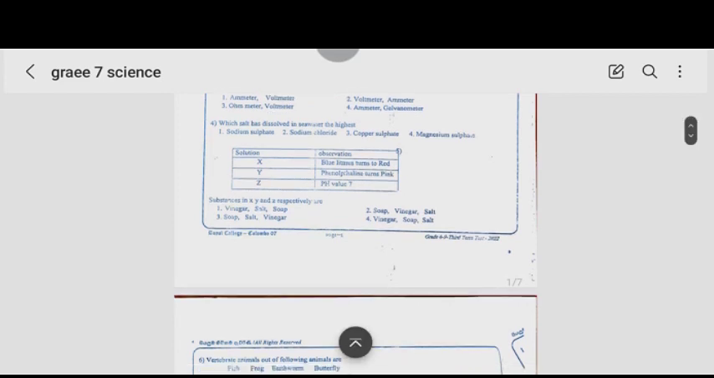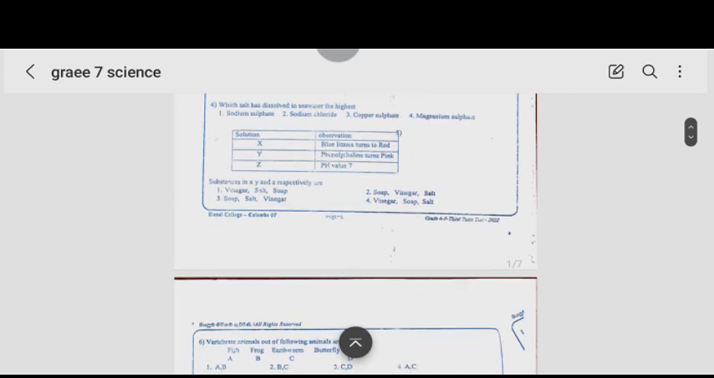Okay. That's the Y solution. What can this Y solution do? It can change phenolphthalein into pink. And Z's pH value is 7. Z's pH value is 7. Now we are going to find the answer for X, Y, Z. Is there anyone who can find me the answer for this question? Can anyone say? Is there anyone to find the answer?